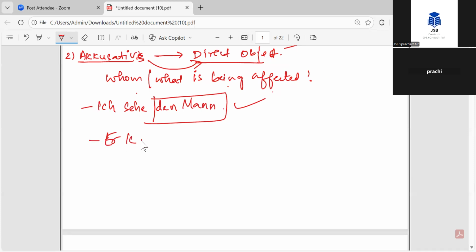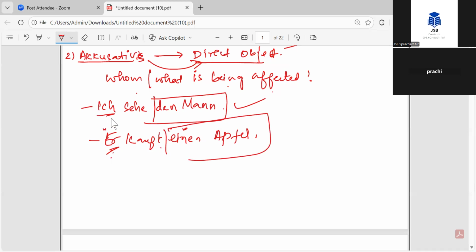Then, er kauft einen Apfel. He buys an apple. Okay, so what is the subject here? He. Here er is the subject based on nominative, not accusative. The einen Apfel is the direct object. Okay, so direct object, which one is being affected, that is the accusative.